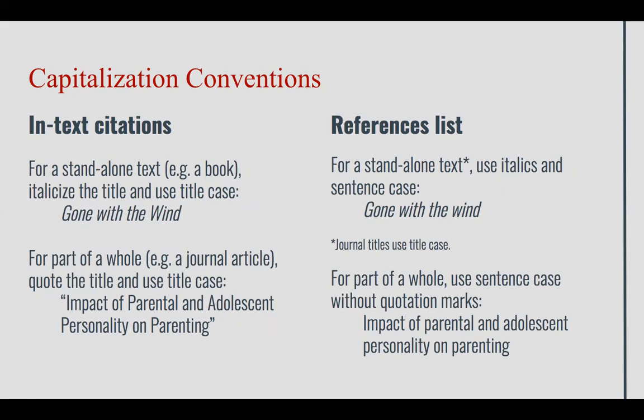And I put a little asterisk there because the exception to this is if it's a journal title. So if we look at the second example here on the right, this is a journal article, Impact of Parental and Adolescent Personality on Parenting. That journal article as a part of a whole is going to use sentence case and not have quotation marks or italics or anything, but then we're going to put the journal title after the article title, and for the journal title we're going to use title case and it'll be italicized. Sorry about that.